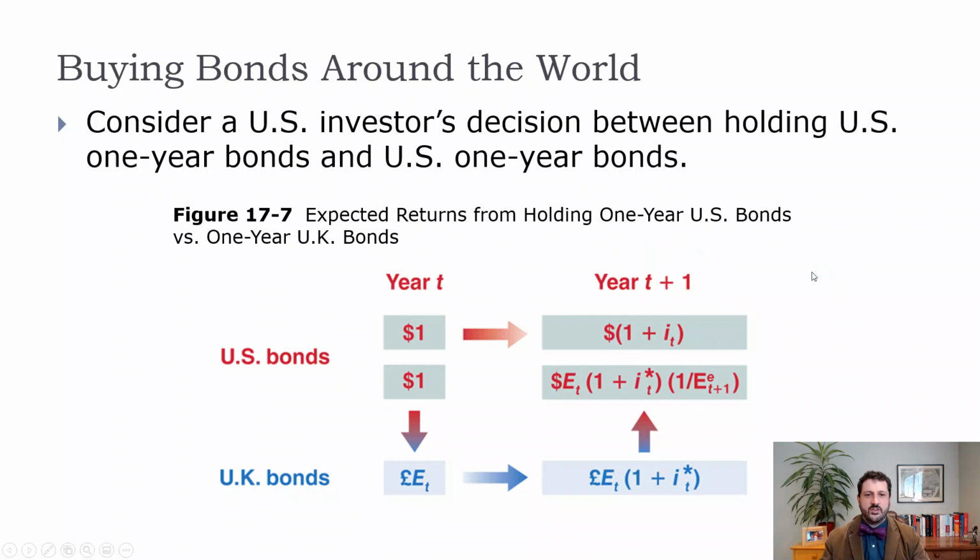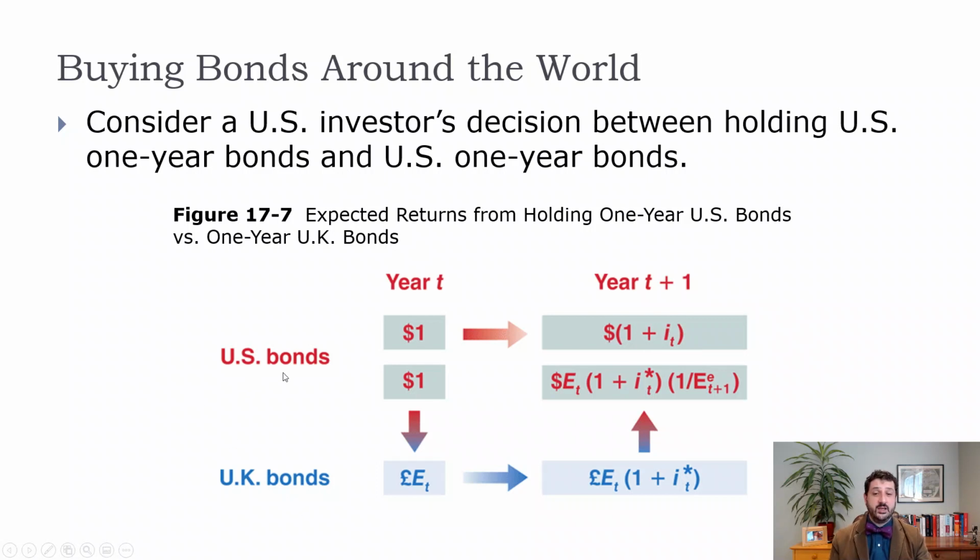So if we think about this choice, we're going to do an example with bonds, but we should think about stocks and other financial investments as well. The idea is that if I'm a U.S. investor and I'm choosing between holding a 1-year U.S. bond or a 1-year U.K. bond, how do I make that choice? Well, I have to compare the returns that I'll get in dollars from the U.S. bond, which we know is just, if we take $1 and invest it in a U.S. bond, then we're just going to get 1 plus I_t.